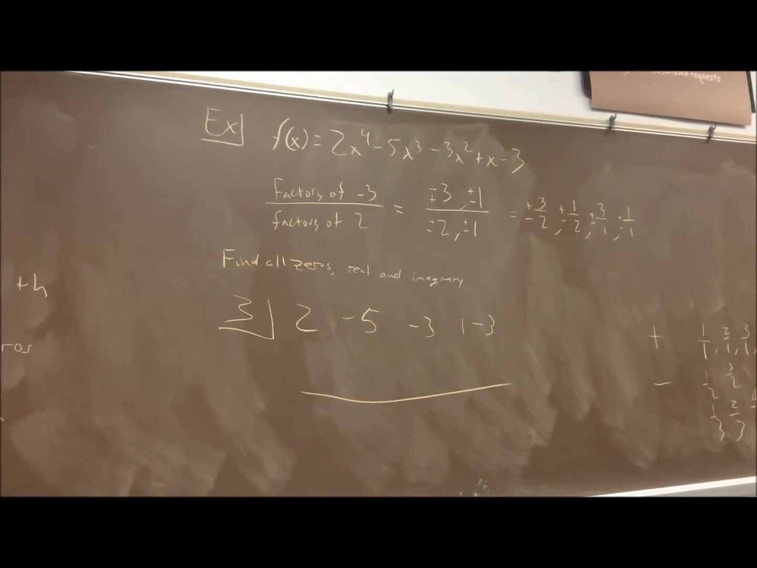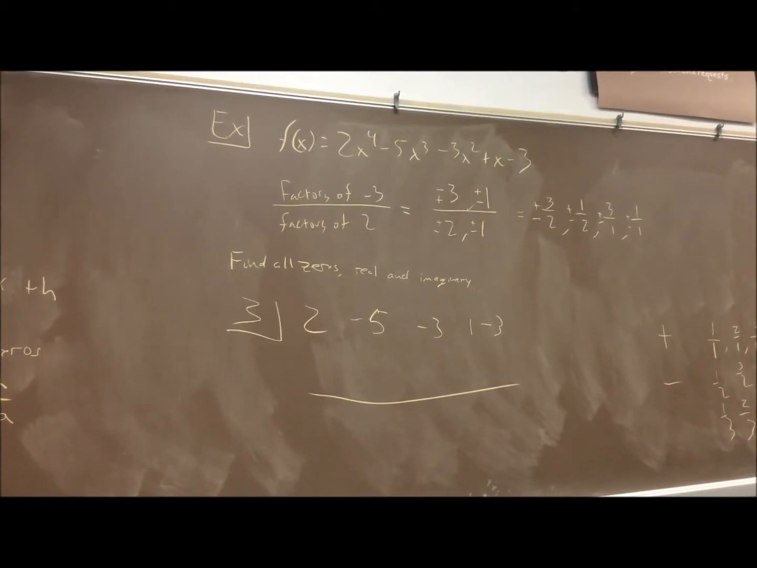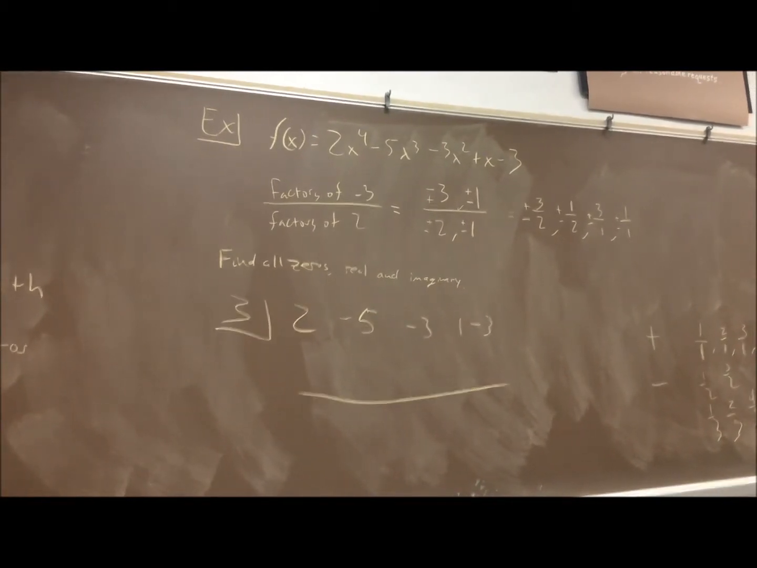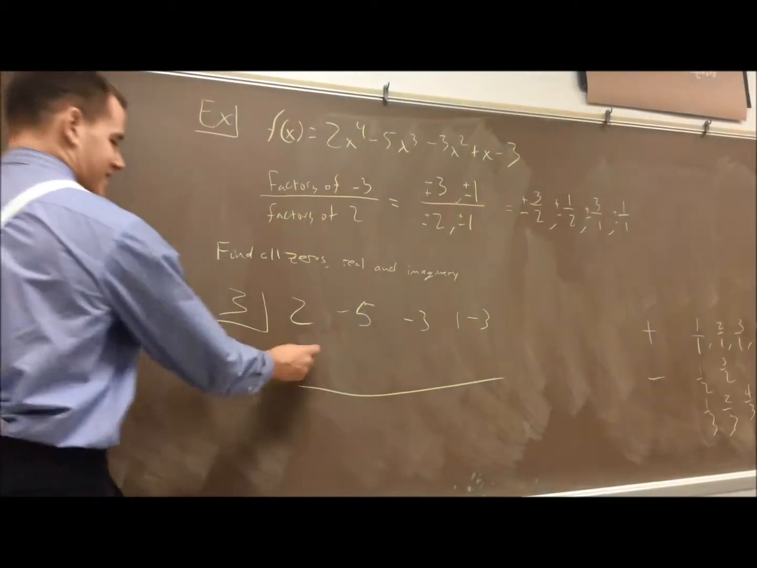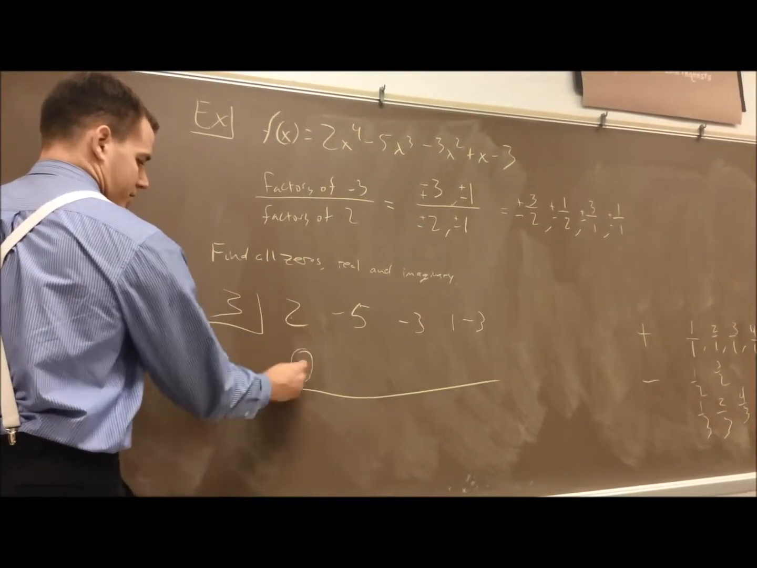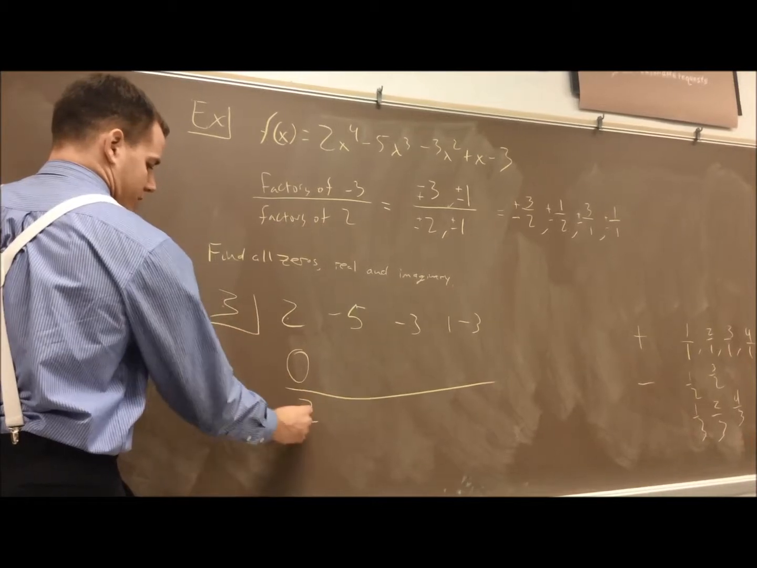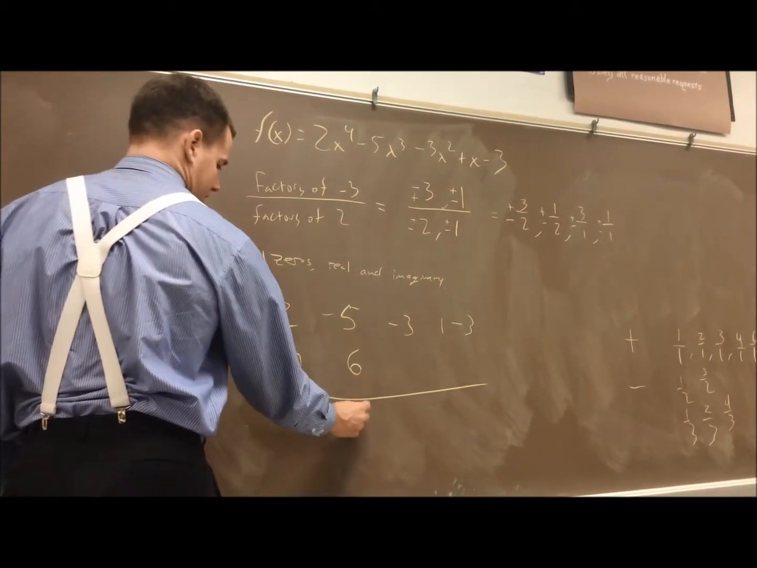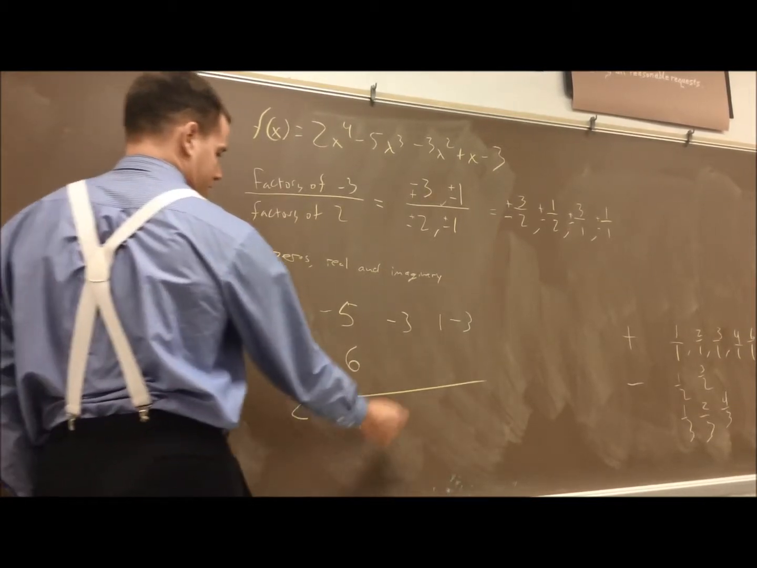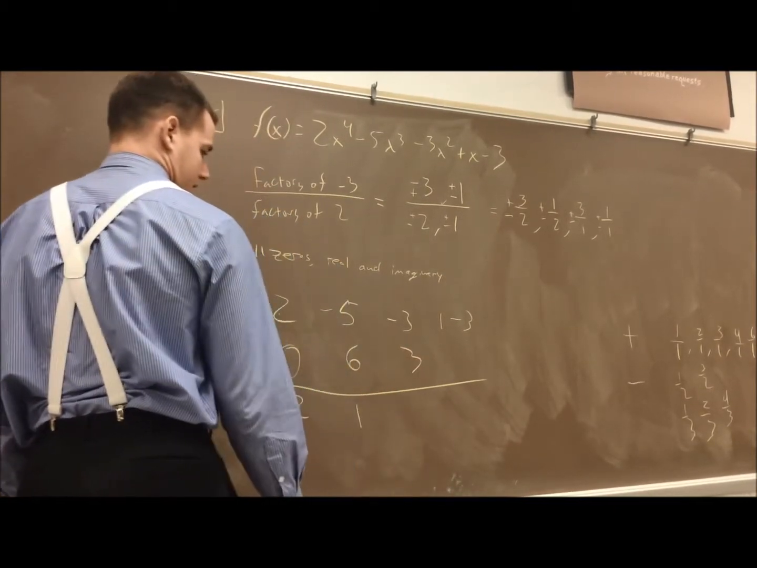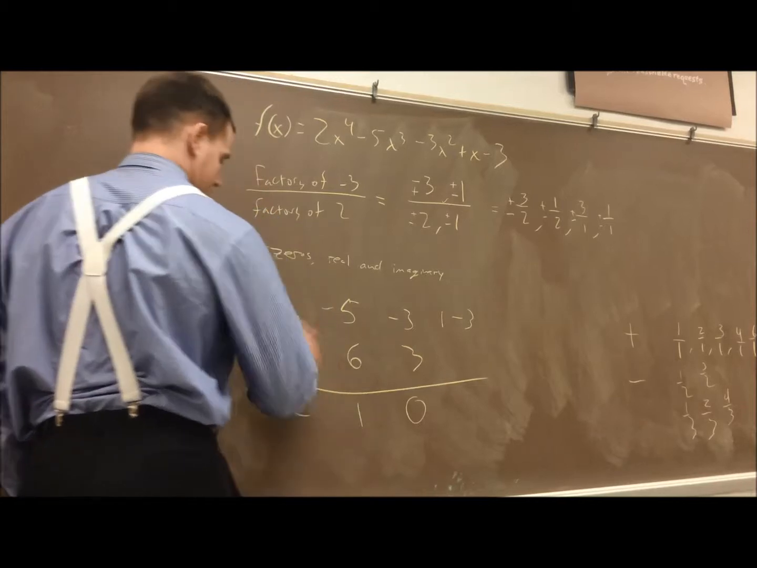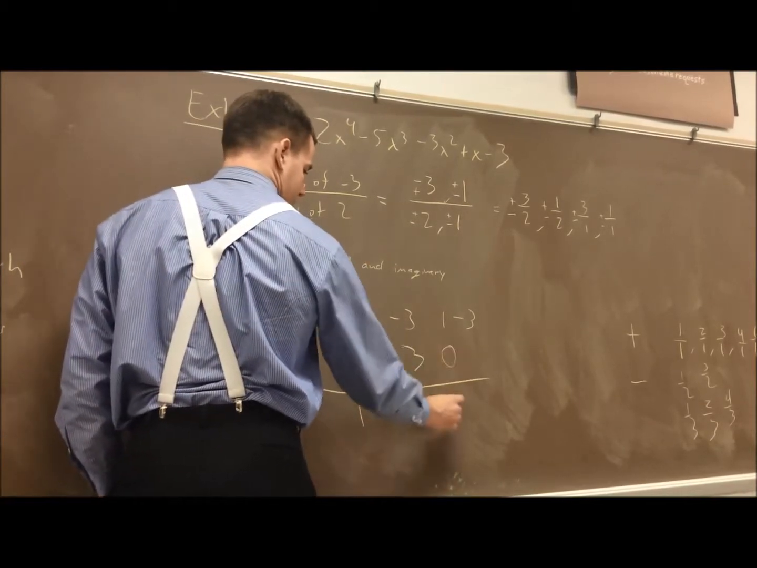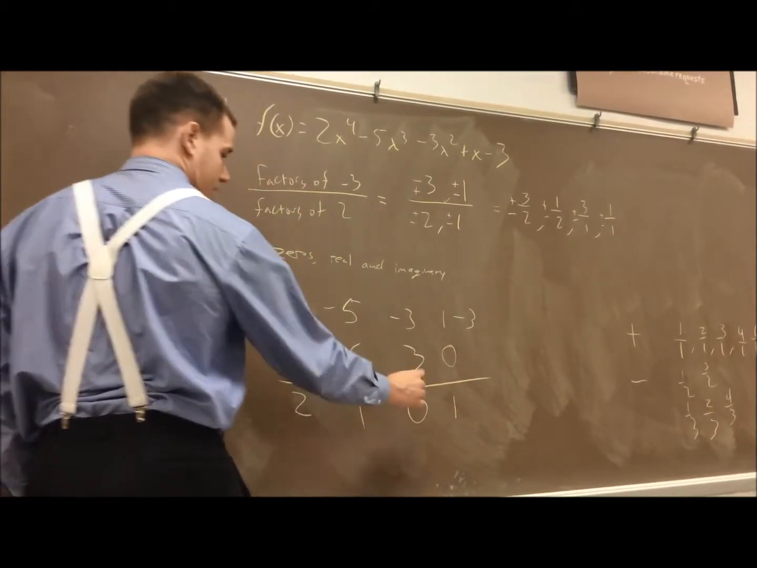Let's try 3. Any reason you chose 3? No. Okay. 2 plus 0 is 2. 2 times 3 is 6. That gives us 1. 3 times 1 is 3. That gives us 0, 0, 1.